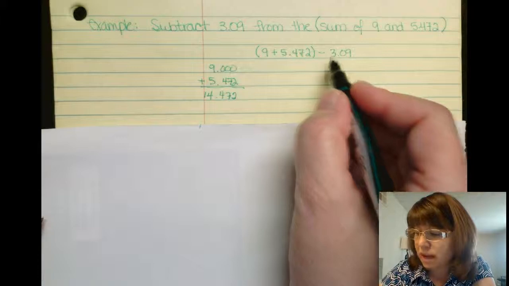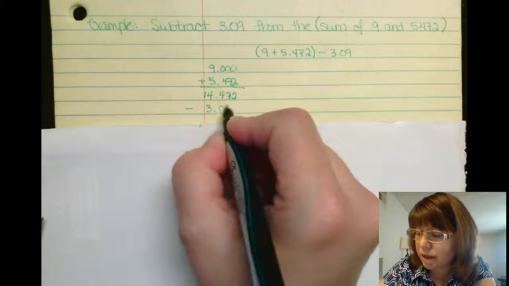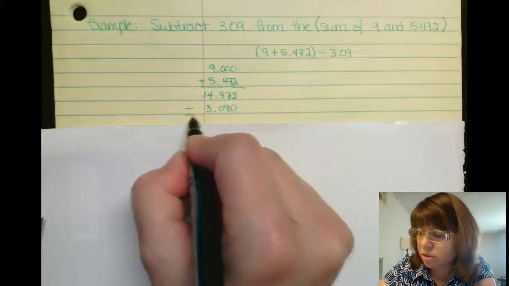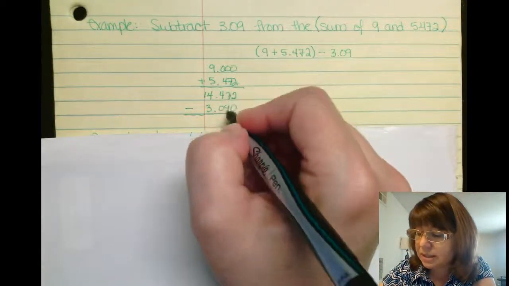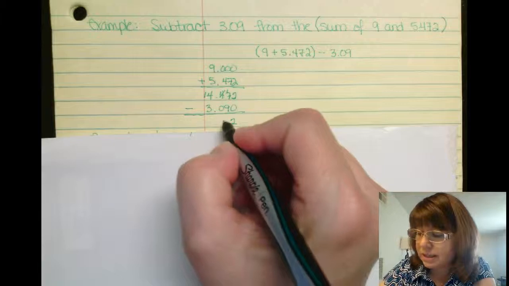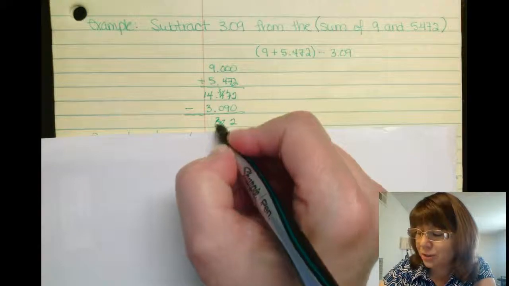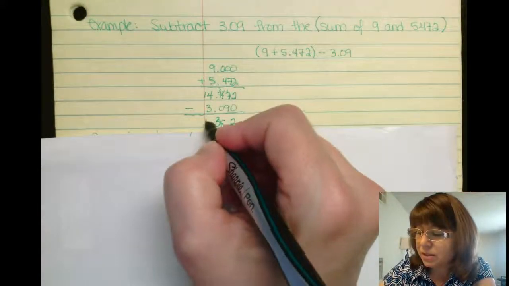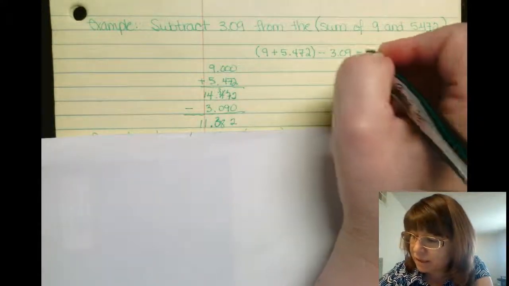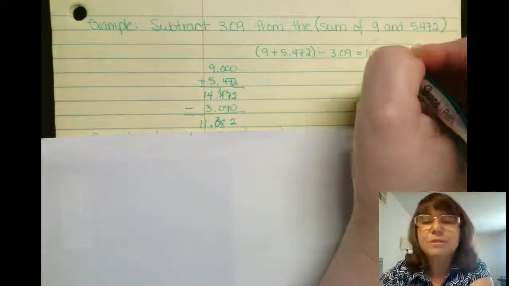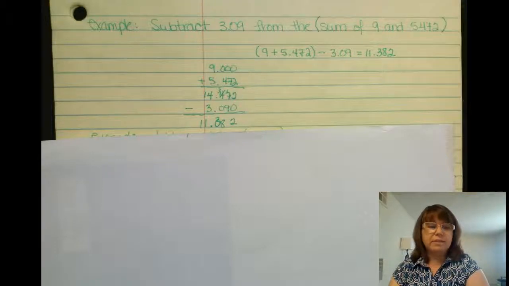But I still have to subtract this 3.09. Subtract 3.09. Again, a placeholder just to hold my place there. 2 minus 0, 2. 7 minus 9, I need to borrow, is an 8. 3 minus 0 is 3. And 4 minus 3 is 1. And 1, bring it down. So my final answer is 11.382. Right? Same steps, just line up your decimal and you'll be okay.